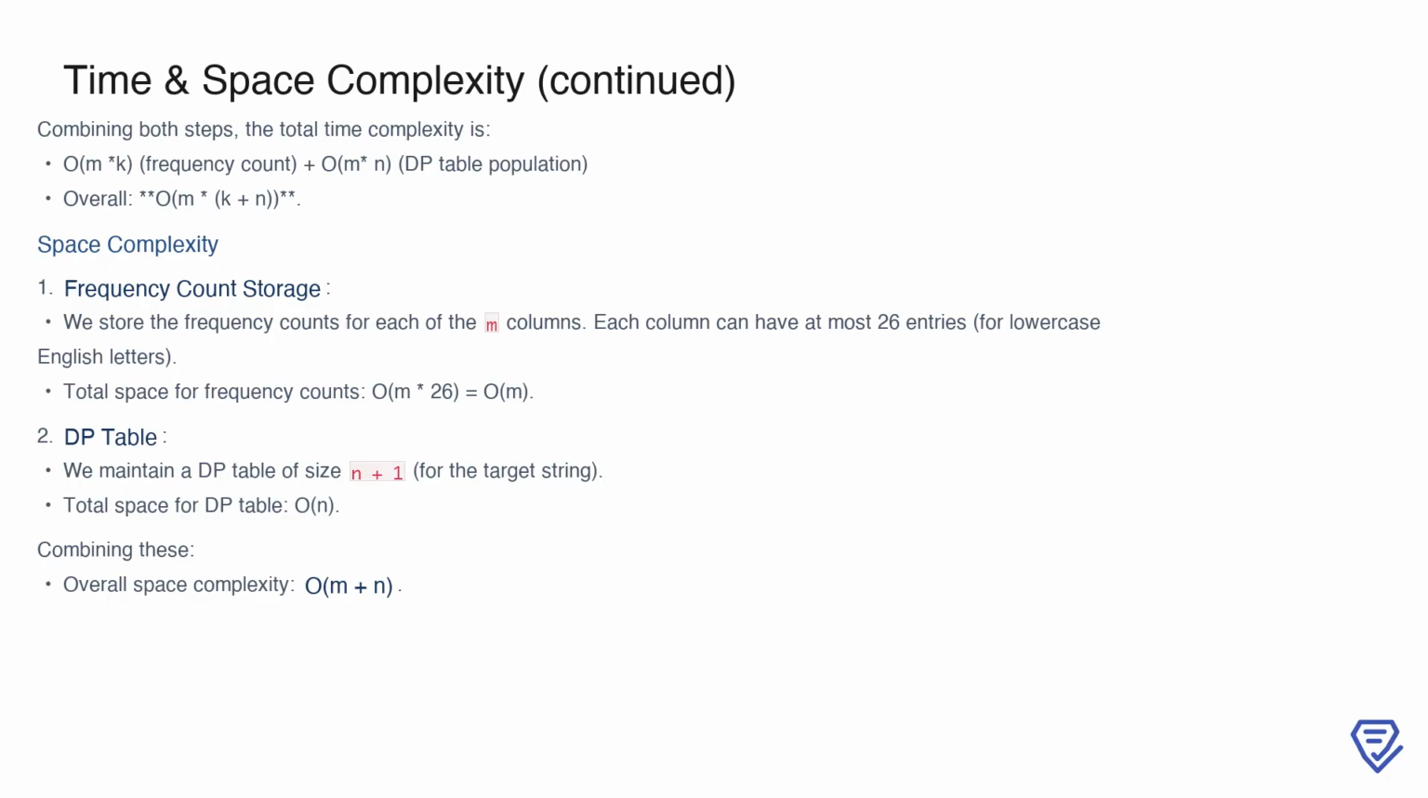Now, for space complexity, we first consider the frequency count storage. Since we store the frequencies for each column, and each column can have a maximum of 26 entries for lowercase English letters, the total space required for this is m*26, which simplifies to m. Additionally, the dynamic programming table requires space proportional to the size of the target string, specifically n plus 1, which simplifies to n. Combining these, the overall space complexity of the solution is O(m+n).